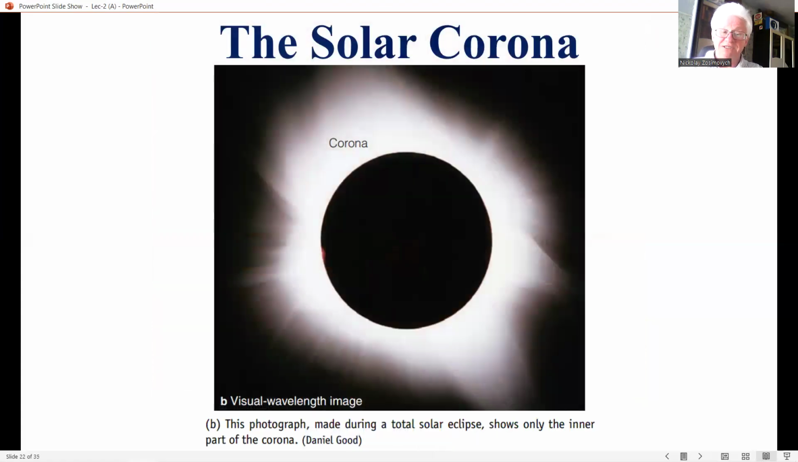The outer part of the sun's atmosphere is called the corona, after the Greek word for crown. The corona is so dim that it is not visible in Earth's daytime sky because of the glare of scattered light from the sun's brilliant photosphere. During a total solar eclipse, however, when the moon covers the photosphere, you can see the innermost part of the corona, as shown in this figure.